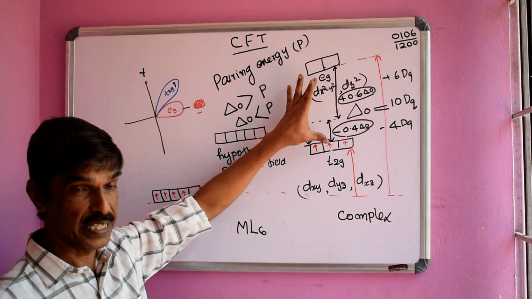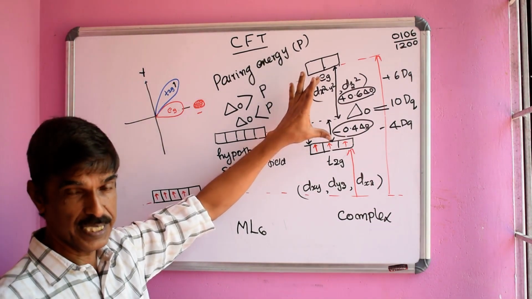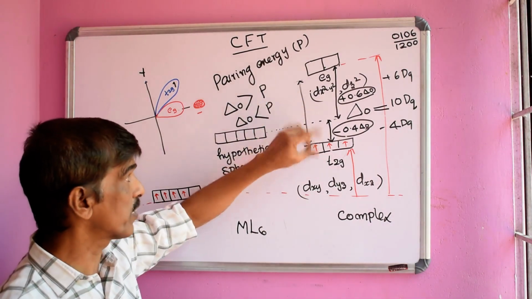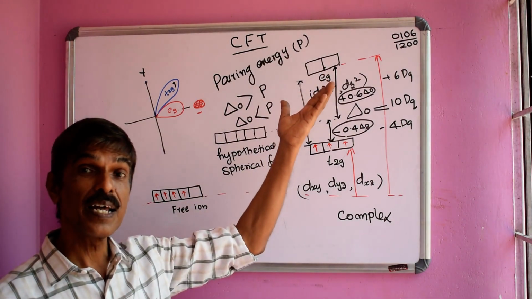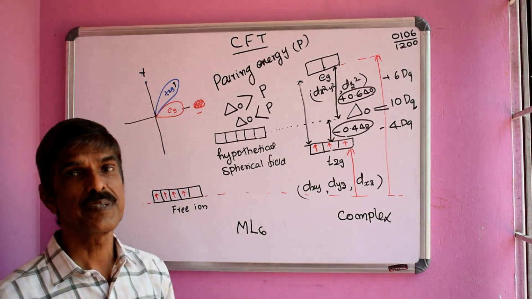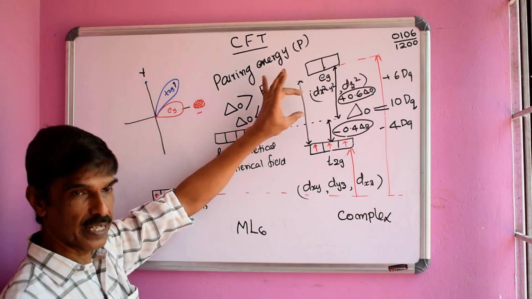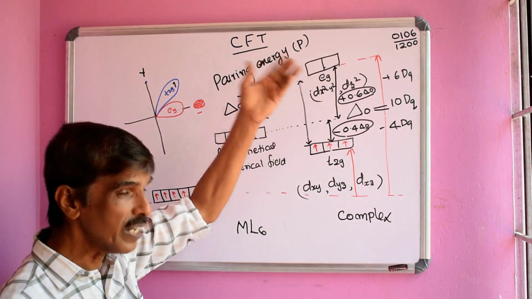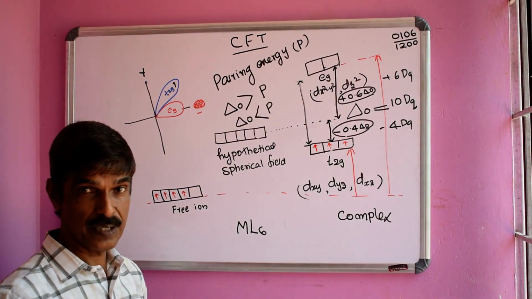So if this is very large, naturally pairing energy will be less, it will pair. If it is very small, naturally pairing energy will be more. മനസ്സിലായില്ലേ? ഇത് വളരെ കുറവാണെങ്കിൽ പാരിംഗ് എനർജി കൂടുതലായിരിക്കും. ഇത് വളരെ കൂടുതലാണെങ്കിൽ പാരിംഗ് എനർജി കുറവായിരിക്കും. ശരിയല്ലേ? രണ്ട് കമ്പാരിസൺ അങ്ങനെ വരും.